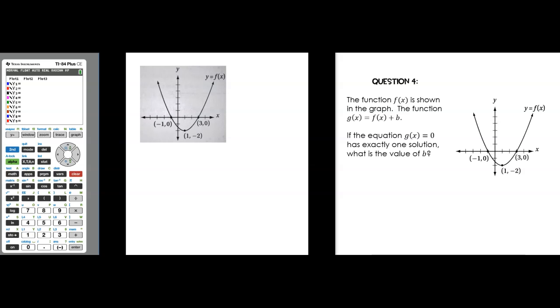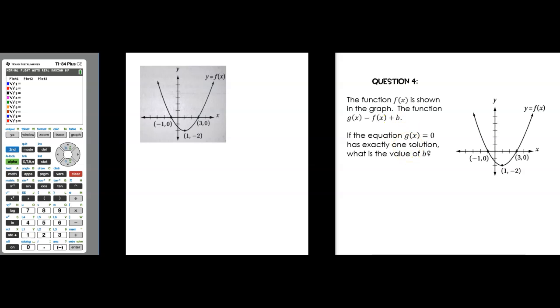All right, let's go ahead and look at question number 4. This one says the function f of x is shown in the graph, and we have a picture of that on our card here. The function g of x is equal to f of x plus something added, and they're calling that b. They say if the equation g of x equals 0 has exactly one solution, what is the value of b? In other words, what's being added to the original function so that we only have one solution?